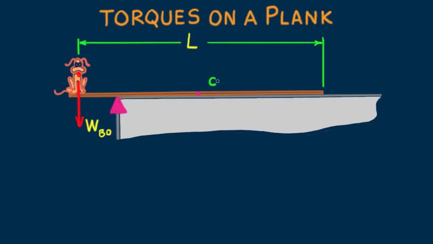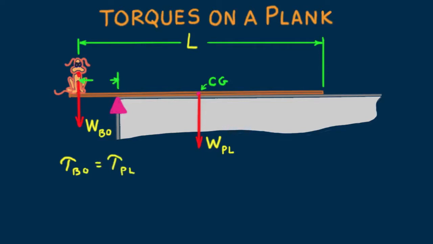Here's where the concept of torque and center of gravity come in. The weight of the plank acts as if it's concentrated at the plank's center of gravity. When the plank is at its maximum safe overhang distance, the torque due to the weight of Bo just balances out the torque due to the weight of the plank. Here the Greek letter tau stands for torque.